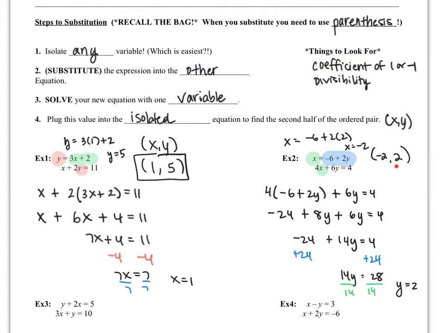But remember, that's only half of my solution. So to get the x-coordinate of my solution, I went back to where x was isolated, and I replaced y with 2. And so that said x equals negative 6 plus 2 times 2. 2 times 2 is 4, and 4 plus negative 6 is negative 2. And so my point of intersection would be negative 2, 2.